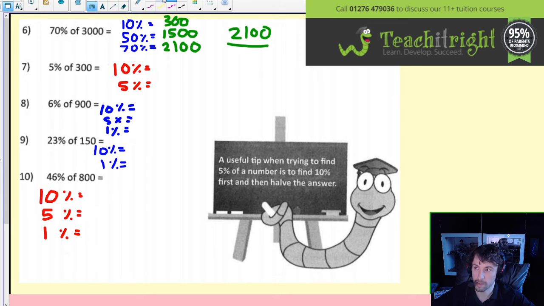Again, for 5%, the best way to start is to do 10%. 10% of 300 is 30, and half of that is 15. So the answer is 15.